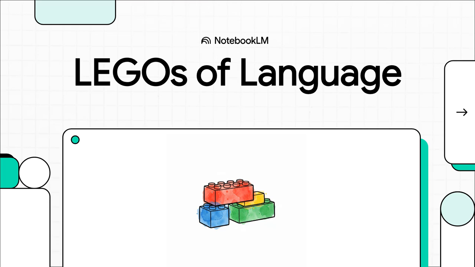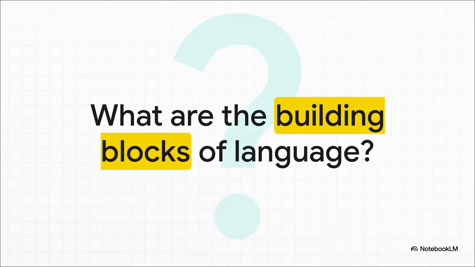Have you ever really thought about how sentences actually fit together? Well, you can think of them just like Legos. They're all built from these smaller, distinct blocks. In this explainer, we're going to break down those blocks and show you how to see the hidden structure of language all around you. So what are these building blocks anyway?